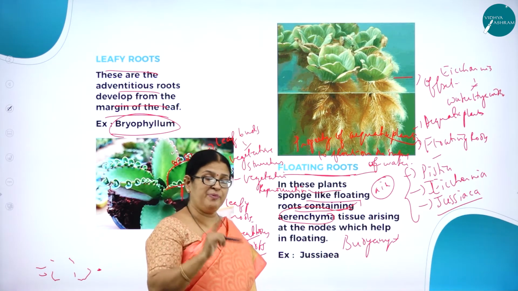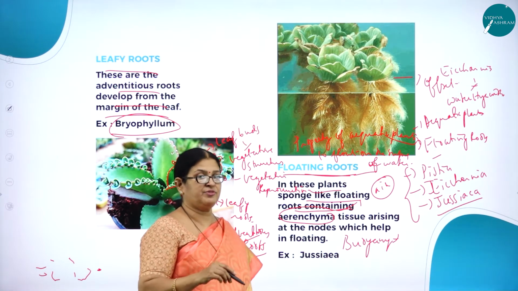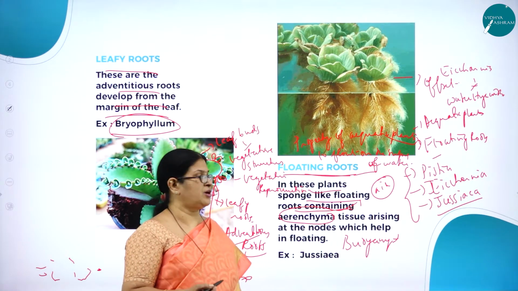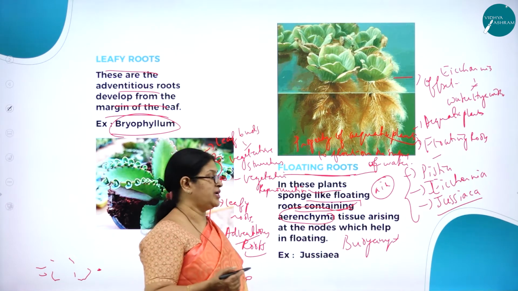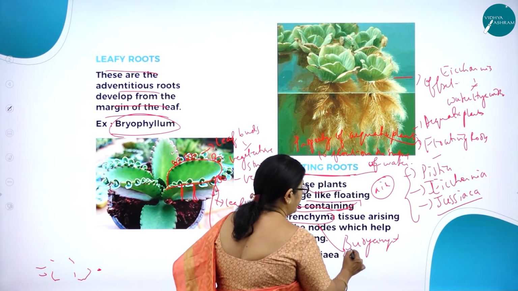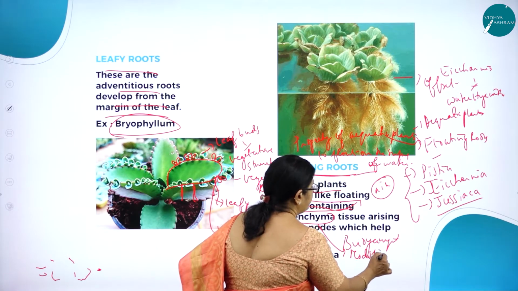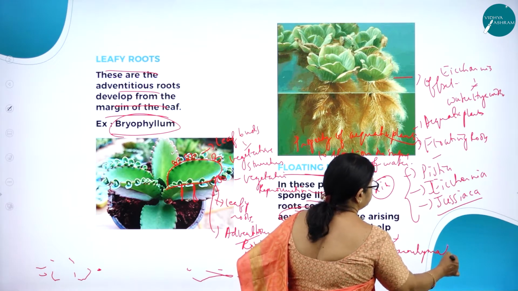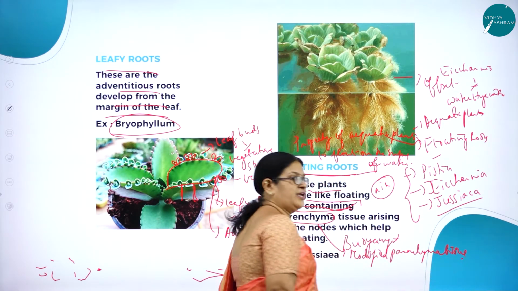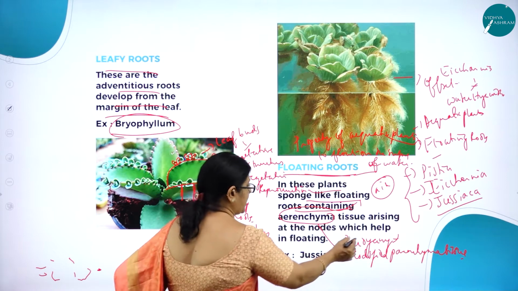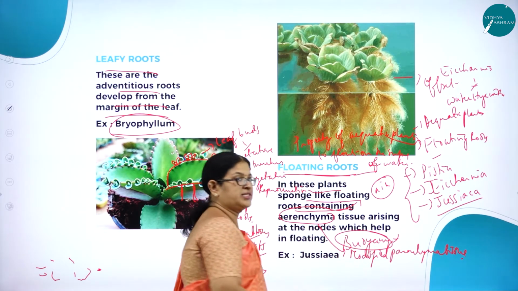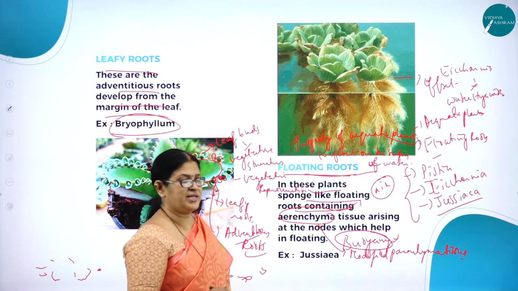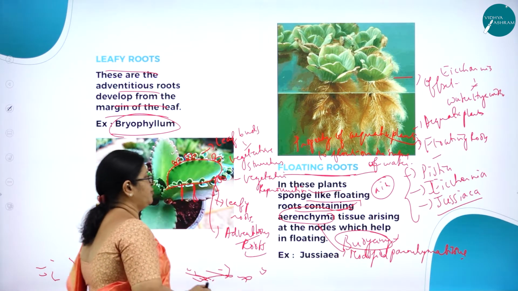Such roots which help in floating on the surface of the water are called floating roots. And what are they made up of? A special type of tissue called aerenchyma. Aerenchyma is also called modified parenchyma tissue. It is a modified parenchyma tissue which helps in what? As I said, buoyancy. What is buoyancy? The property of aquatic plants to float on the surface of the water is called buoyancy. That is about the floating roots.